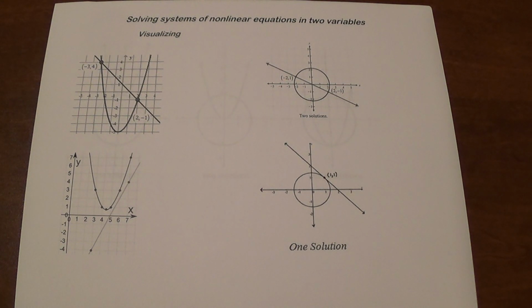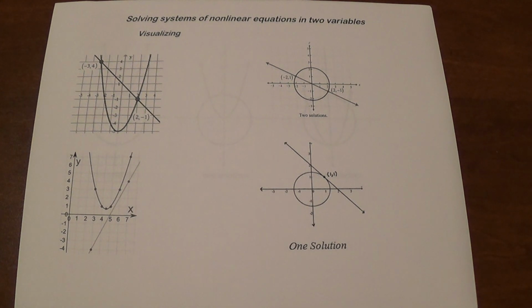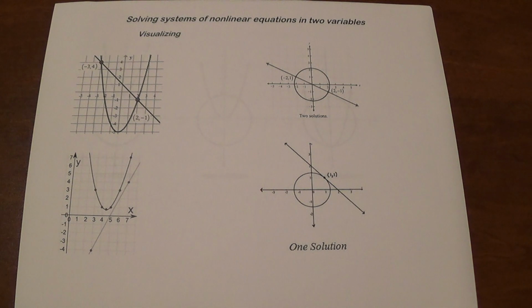Hi, in this video we are going to talk about how to solve systems of nonlinear equations in two variables. First, let's visualize what we're going to be dealing with. As you know, when you solve systems of linear equations, that's two lines that may intersect at one point, and then you're going to have one solution. So what could potentially happen here?